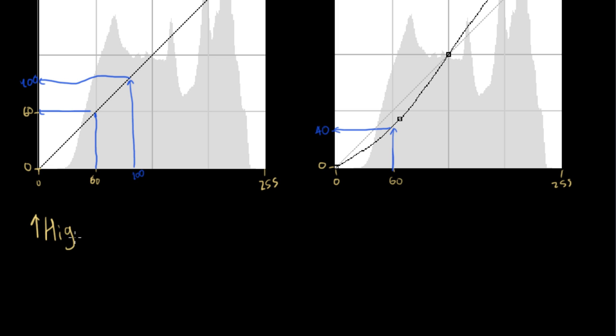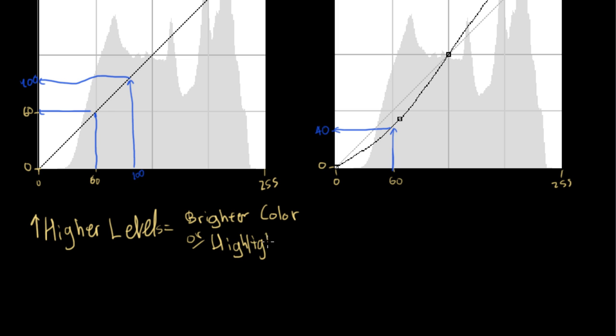Higher levels. You'll remember that from the RGB color model tutorial, where I said that higher levels basically mean brighter colors. As you get closer to 255, you get more bright colors, more highlights. So as you go to higher levels, towards 255, you get more highlights, and that's why this area represents the highlights, because it's closer to 255.